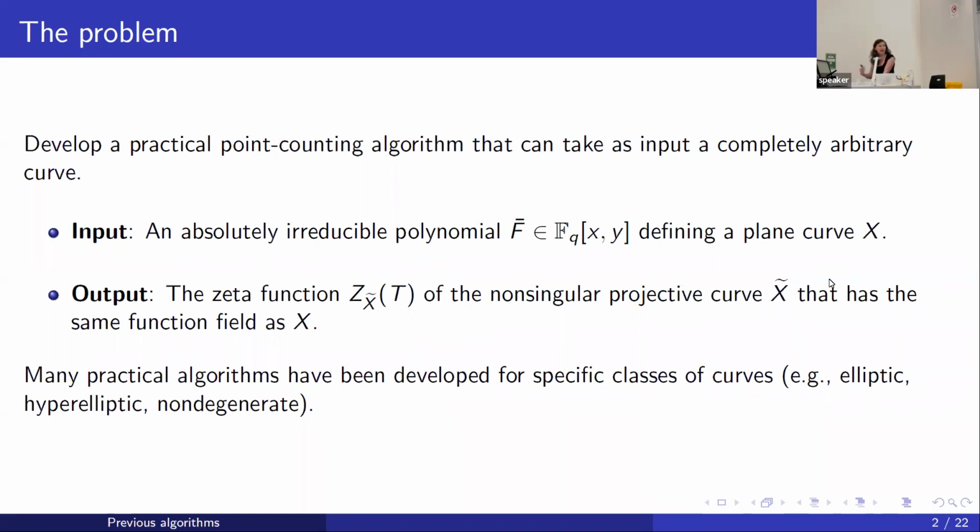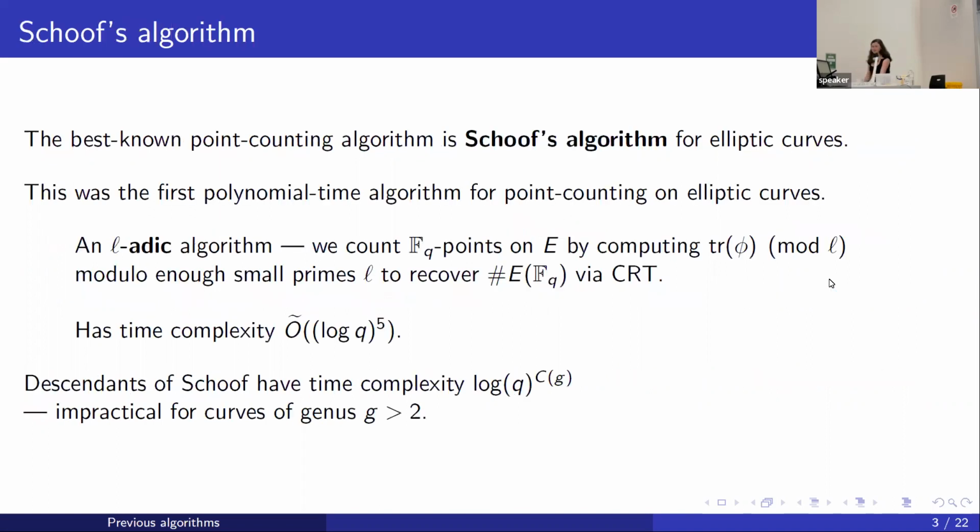There exist many practical algorithms for computing the zeta function for specific classes of curves, like elliptic curves, hyperelliptic curves, non-degenerate plane curves, and more. The best known zeta function algorithm has got to be Schoof's algorithm for counting points on elliptic curves. Schoof's algorithm was the first polynomial time algorithm for this problem of counting points on elliptic curves. It achieves this nice time complexity of soft O of log q to the 5 for an input defined over the finite field of cardinality q.